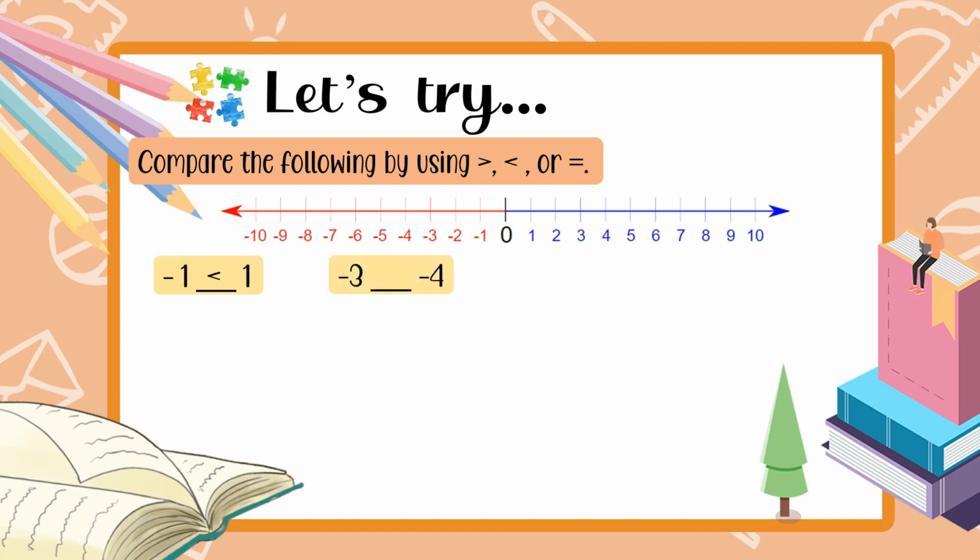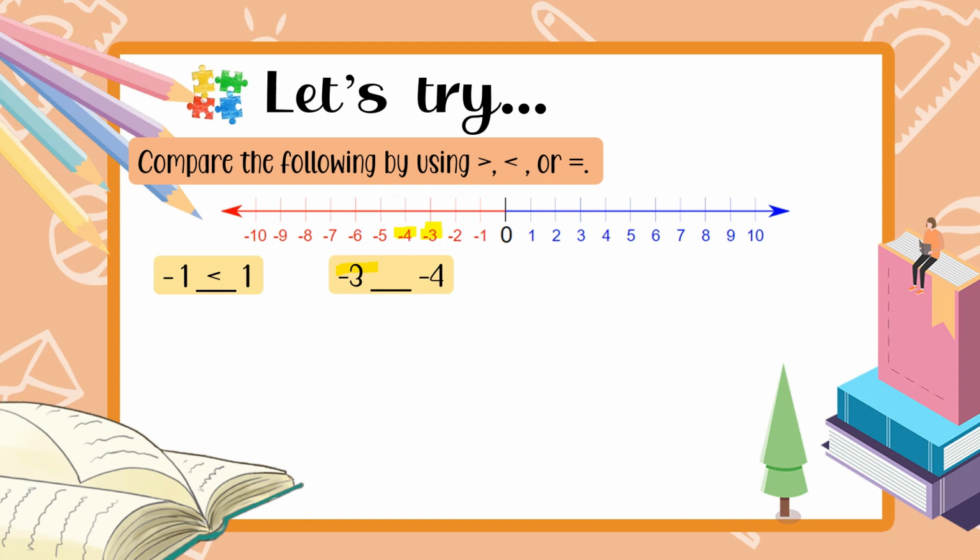Next, negative 3, blank, negative 4. We have here negative 3, and we have here negative 4. So, negative 3 is located on the right side of negative 4.